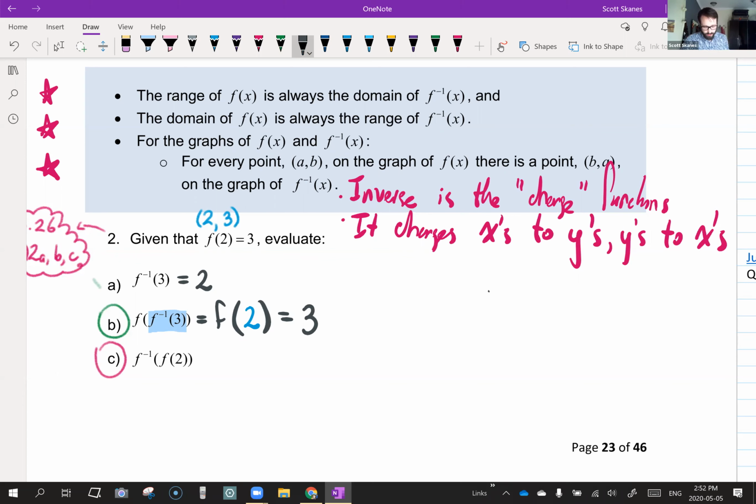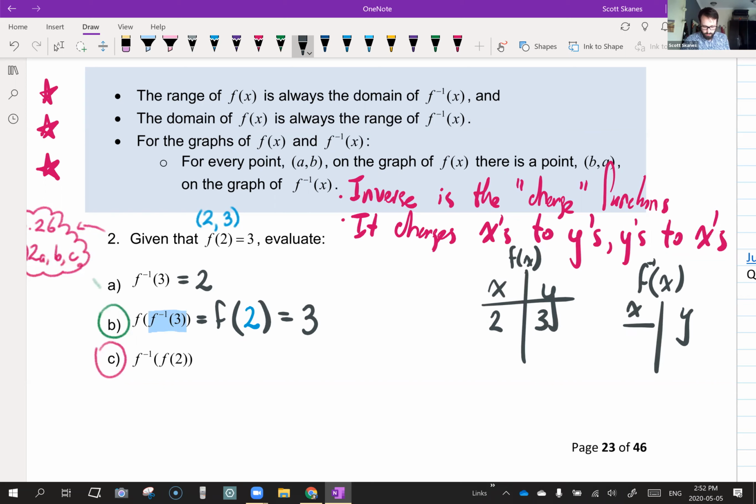Let me make it more clear. The original function, when x is 2, gives a 3. The inverse function, when x is 3, gives a 2. So we can play with these ideas to figure out what I'm trying to figure out here, okay? And then, having that in mind, can you try C? Can you tell me what C has to be here?